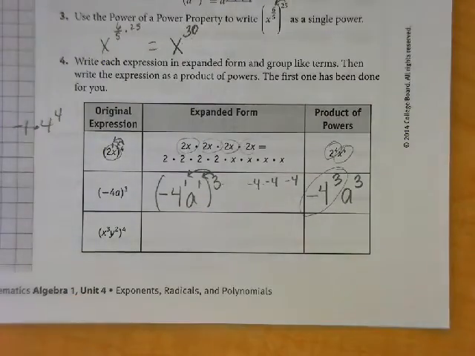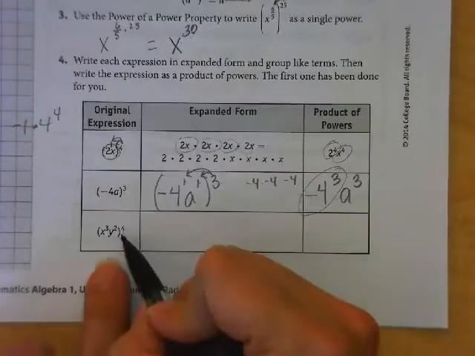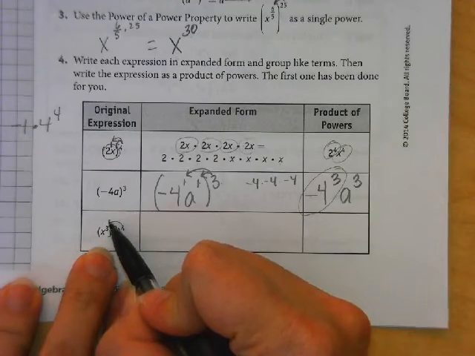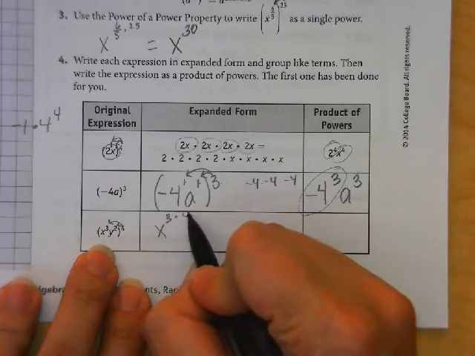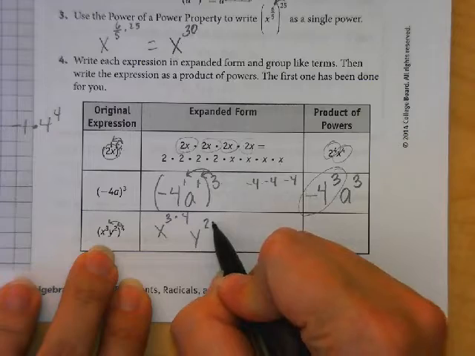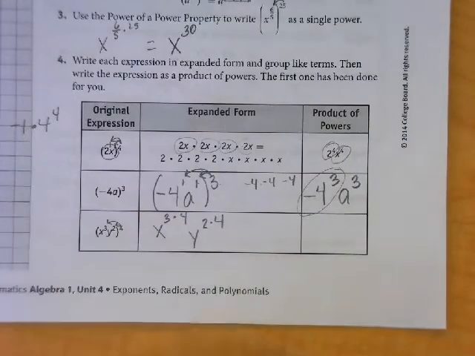Hint, hint. What would we do here? What would we get? We're going to do x to the 3 times 4 and y to the 2 times 4. What does that simplify to?